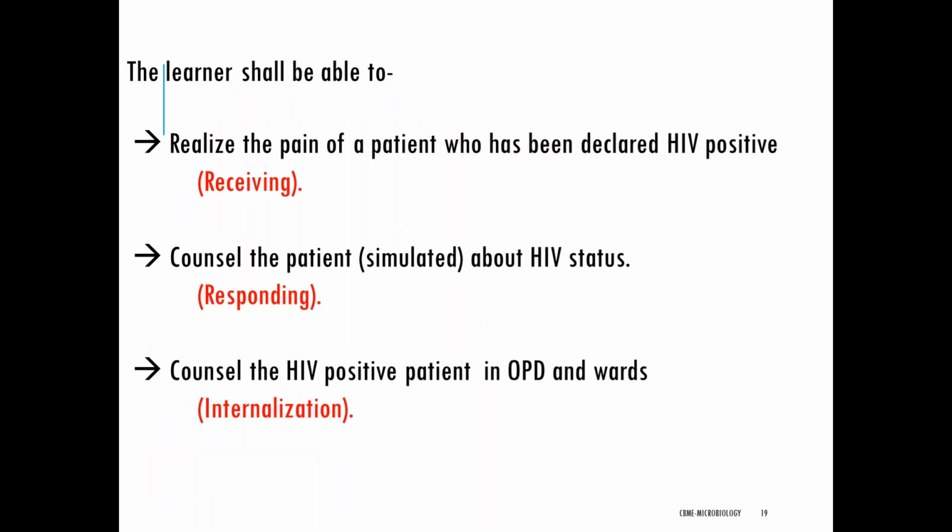So here's an example: realize the pain of a patient who has been declared HIV positive. So can you see, for us as teachers, when we have our students, do we tell them about all this? Once this affective domain part is taught, it is basically about empathy. Realize the pain of a patient who has been declared HIV positive. The student receives, or we receive. Finally, how do we respond? Once we receive the pain of the patient, we will try to counsel about the HIV status.